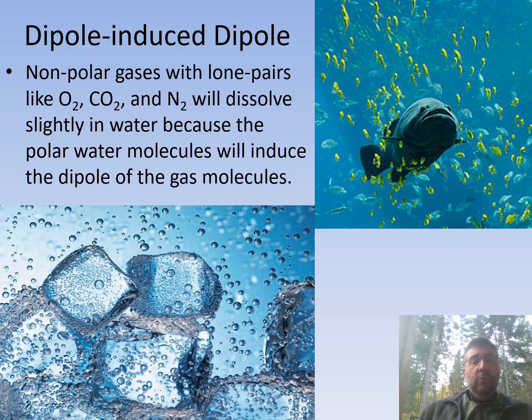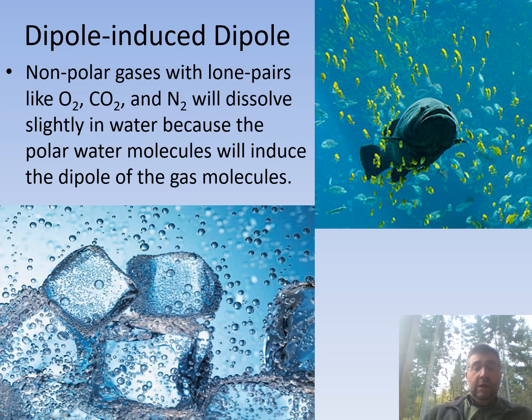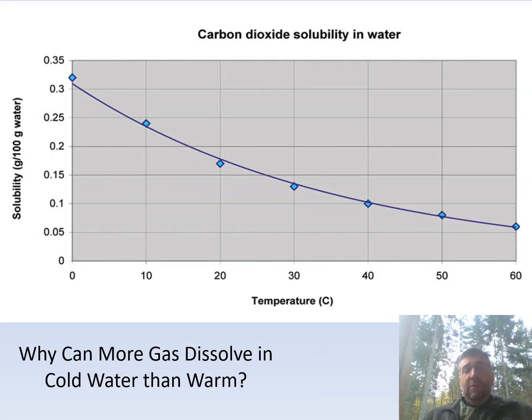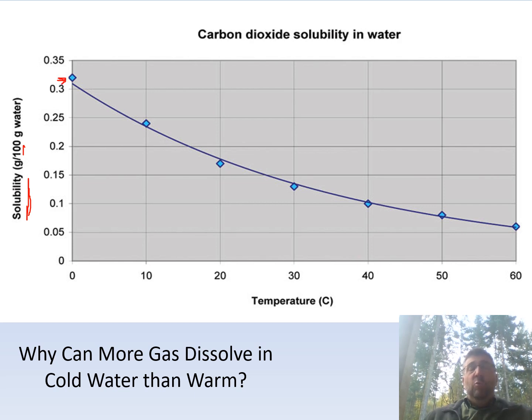So whenever you open up a soda and you see the bubbles of carbon dioxide gas that are forming out of it, that's because those carbon dioxide molecules had been dissolved into the water. Now, the amount that can be dissolved in is really low. So this is the solubility of grams of carbon dioxide into 100 grams of water. So you can see on here at 0 degrees Celsius, which is near freezing, only about 0.3 grams of carbon dioxide can be dissolved for every 100 grams of water.